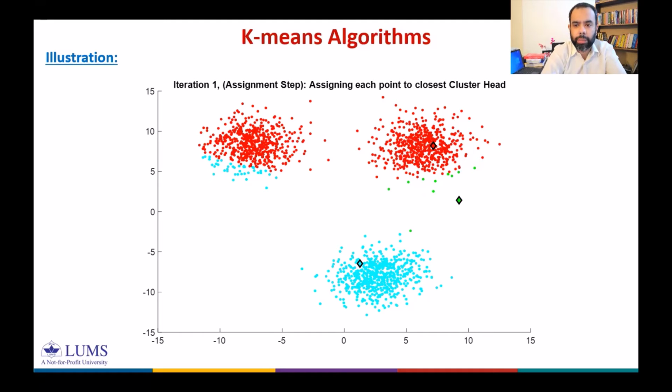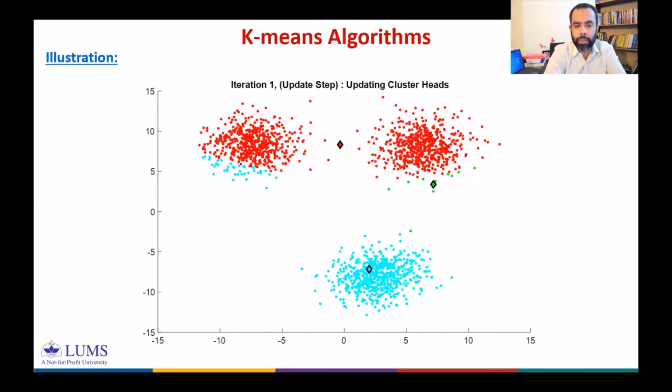What's the next step? We update cluster heads. What do you expect? This red cluster head would move somewhere here, because this is the center of all the points, the mean of all the points. Similarly, we expect this blue point to move slightly inward, so that it's a true centroid of all the blue points. It's the mean of all the blue points. Right? So when I update cluster heads, I get these as expected.